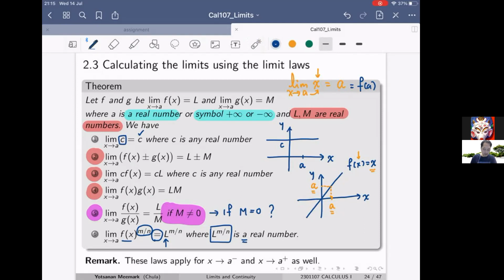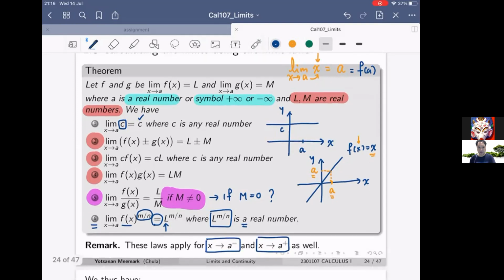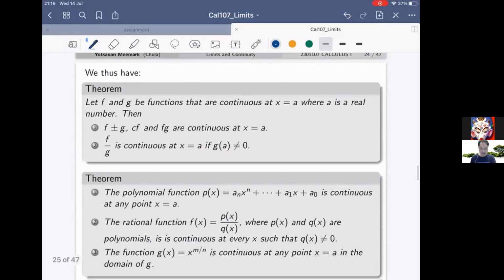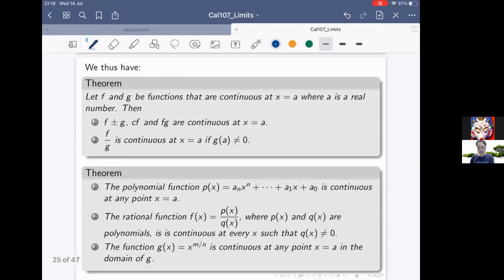And actually all these rules, number 1 to number 6, apply as well if your x goes to a from the left or from the right, okay? We can have the same theorem if you just change the two-sided limit into a one-sided limit, either the left-hand side or the right-hand side. So we also have this kind of theorem as a deduction from the previous one.